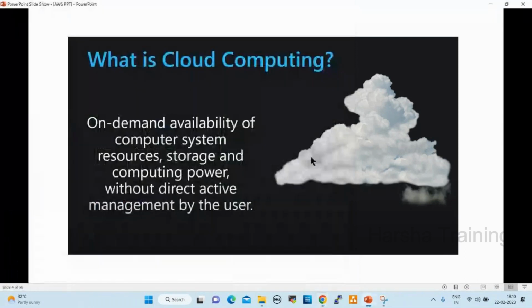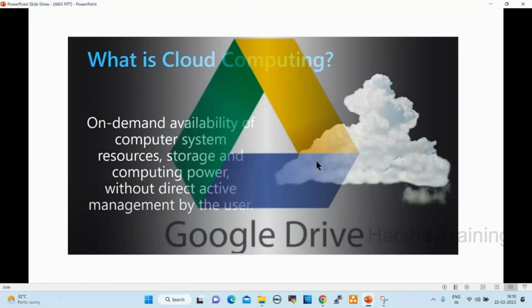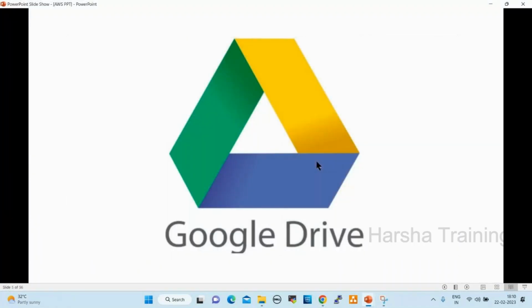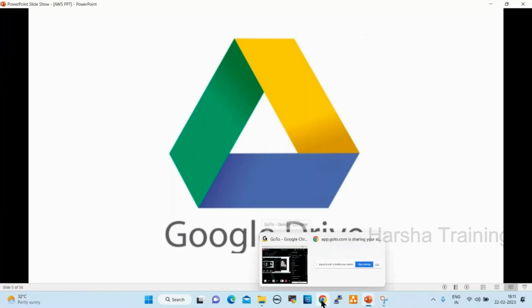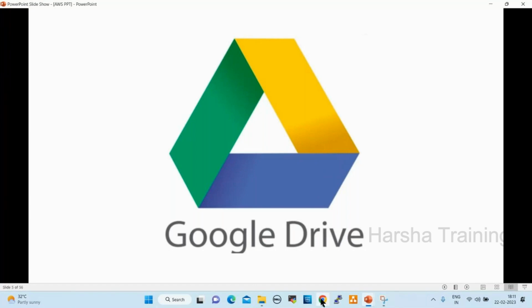So it is an on-demand infrastructure. Now, this is Google Drive. Where do we find this drive? In Gmail. When we open Gmail and connect the Gmail account, we can see the Google Drive.